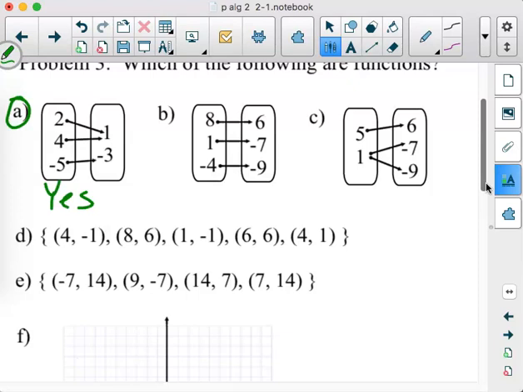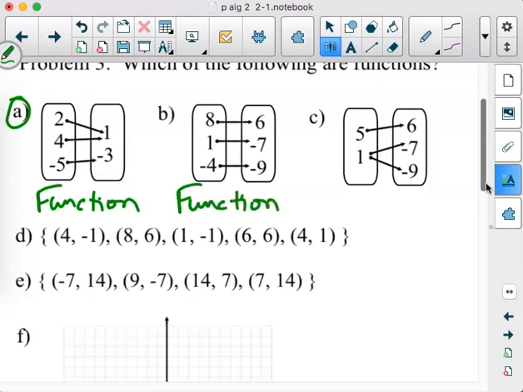This is a yes. So which of the following are functions? I guess I don't want yes. I'm going to write down function. There we go. Now I go to B. And for this one, I say, all right, if I put an 8 in, what do I get? A 6. That's one number. It's good. Put a 1 in, I get a -7. That's one number. Put a -4 in, I get a -9. One number. This one is also a function.